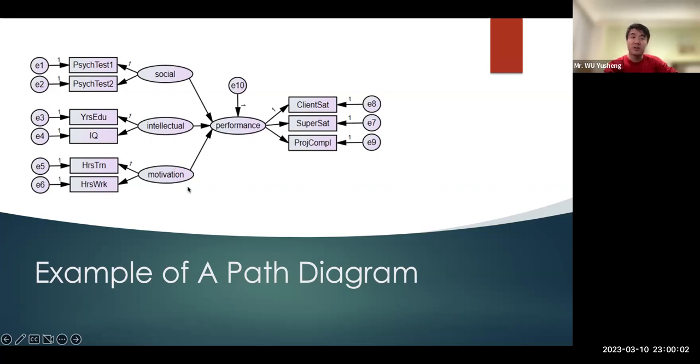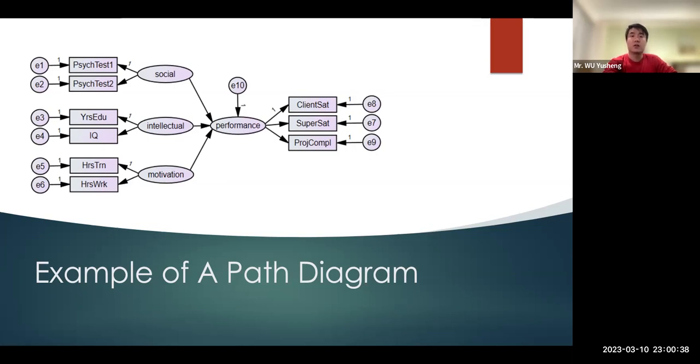The last one will be motivation. Are you motivated to work, right? Hours of training and hours of work per week might also be good indicators. I'm not sure yet until you see the result, but there might be some indicators to measure motivation. If someone spends lots of hours working in a week, it depends on whether proactively or passively, but it usually reflects the motivation to work, right? Or how many hours they spend on job training can also, to some degree, reflect the motivation.